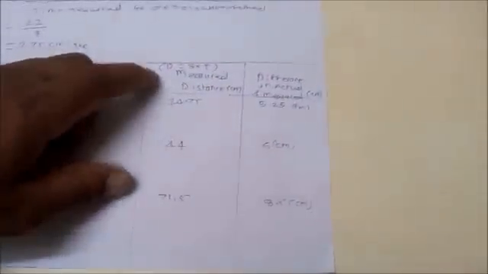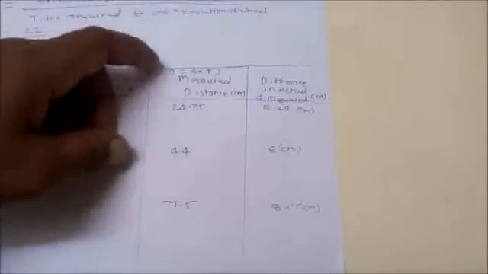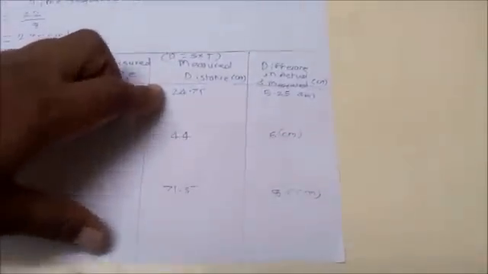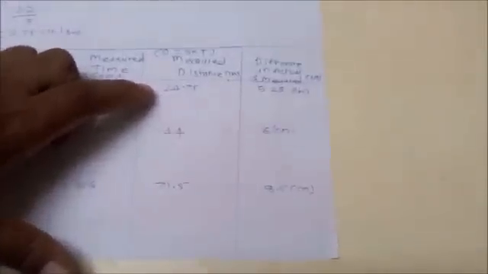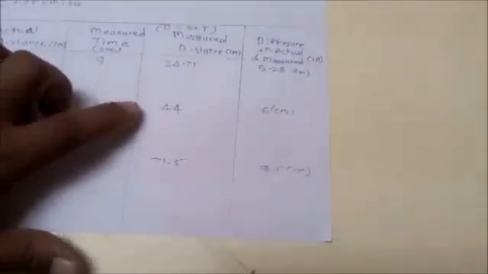Now the measured distance can be calculated by using distance is equal to speed into the time required. So column 4 gives the distance, that is for gap 1, 24.75 centimeter, for gap 2, 44 centimeter, and for gap 3, 71.5 centimeter. And the last column shows the difference between the actual distance and the measured distance.